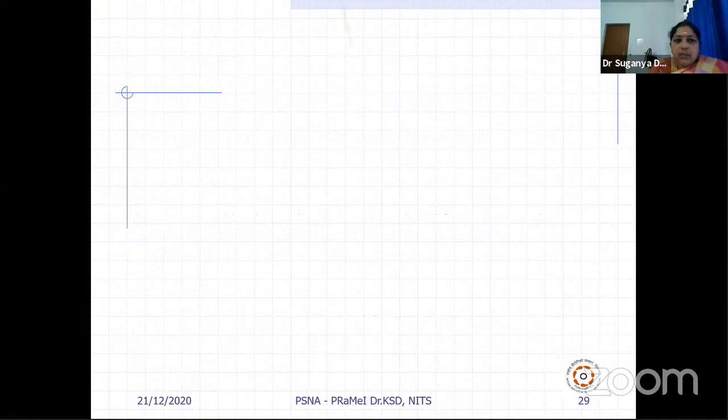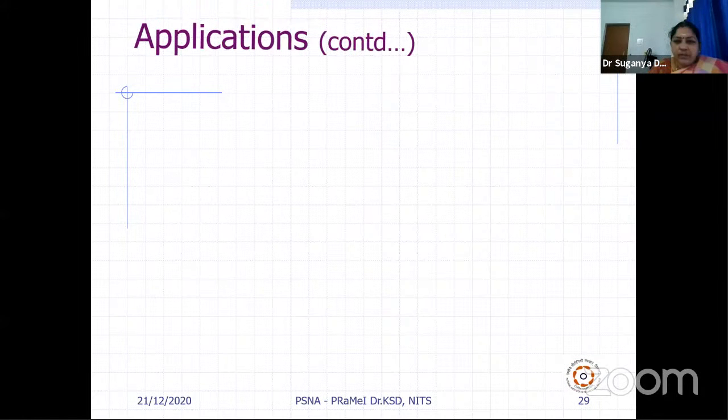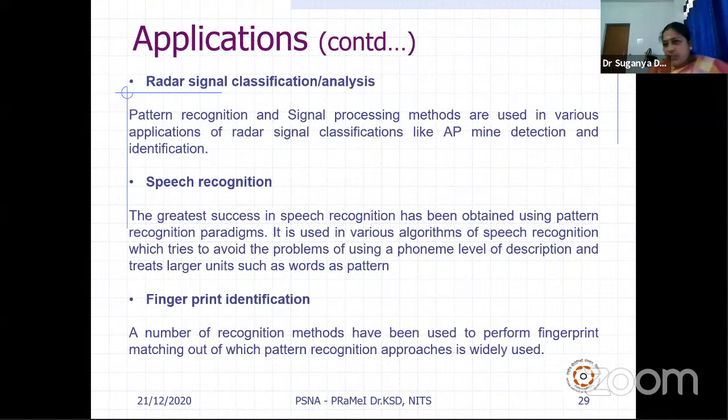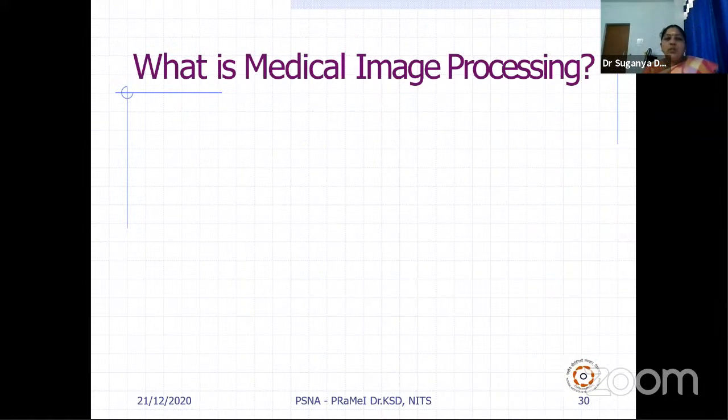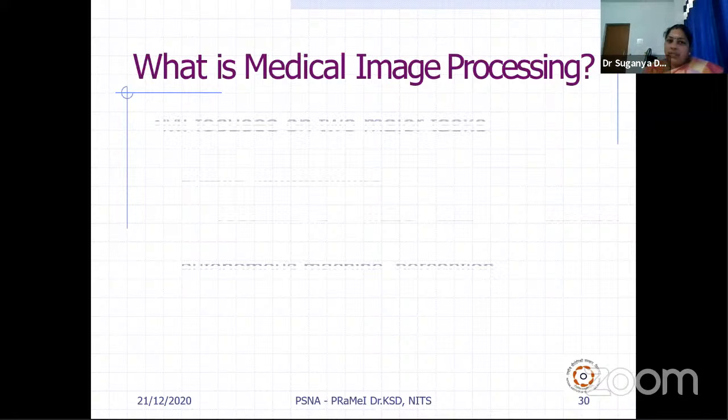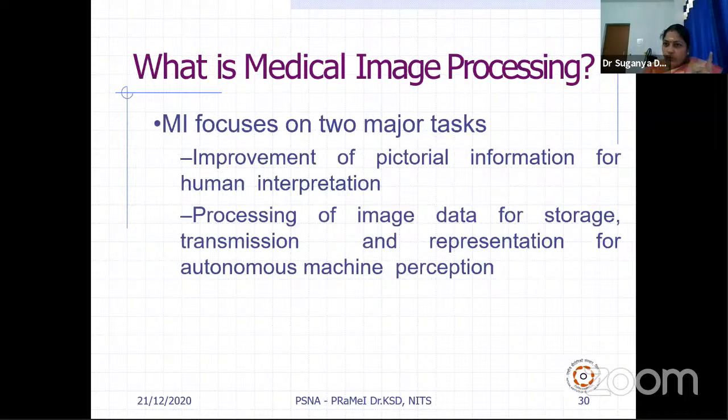And radars, obviously wireless sensor networks, there also we are following pattern recognition. It is in from easy, and speech recognition, fingerprint, that is a biometric. Okay. So now we come to what medical image processing is. There are two parts in my session. I already told you, one is pattern recognition and the other one is medical imaging.